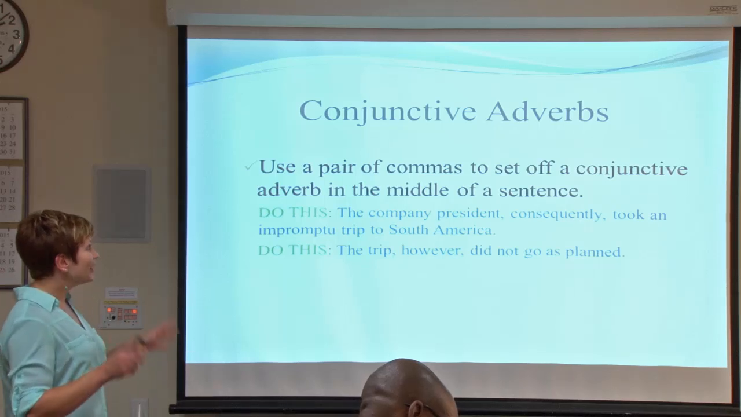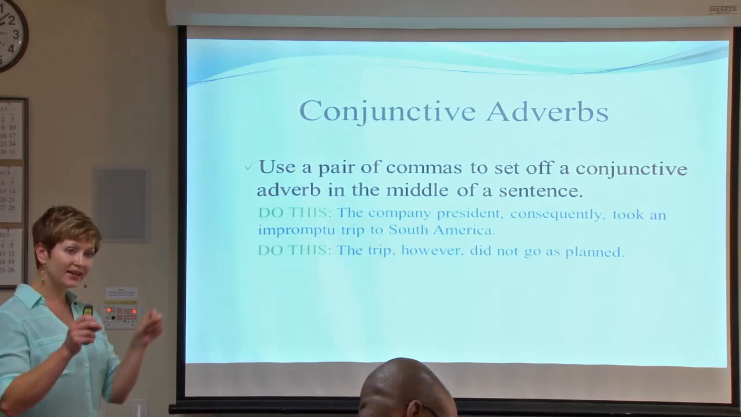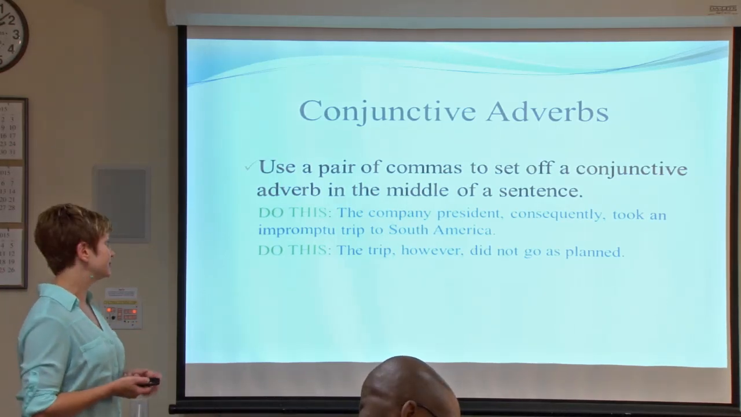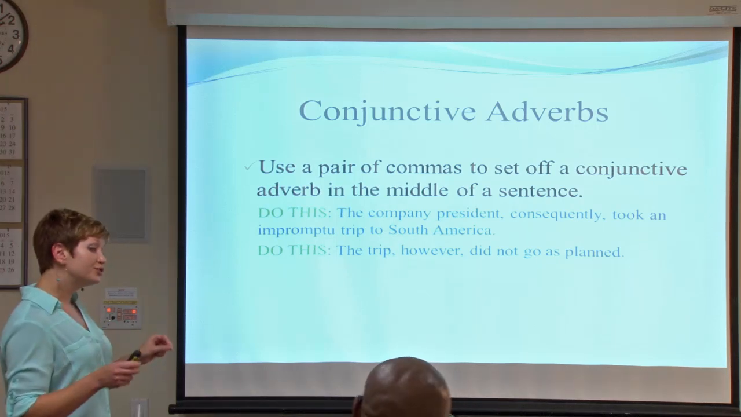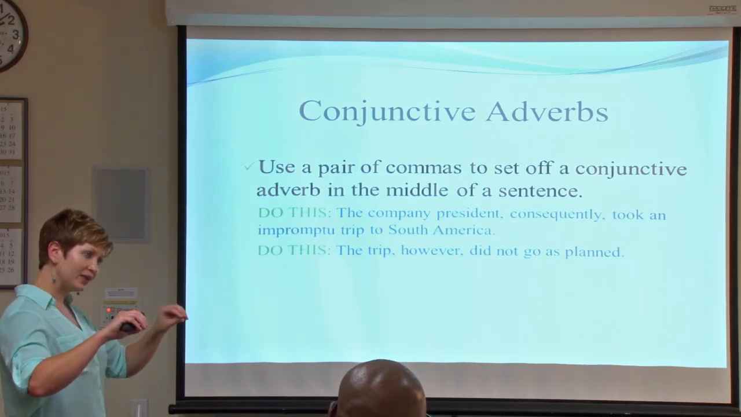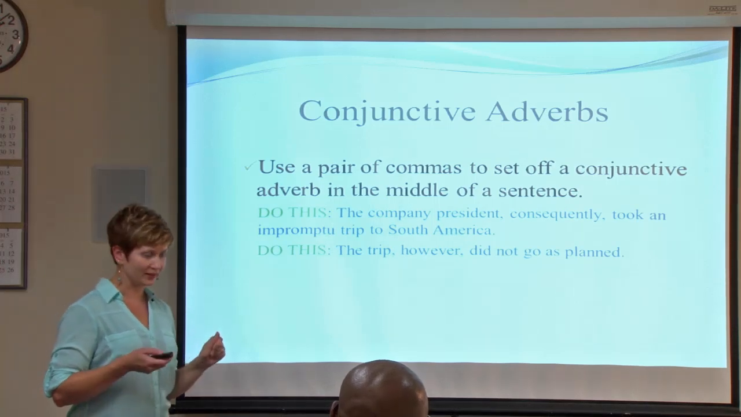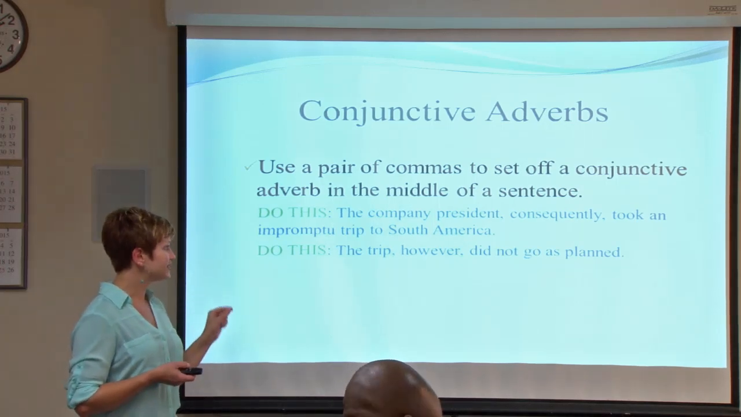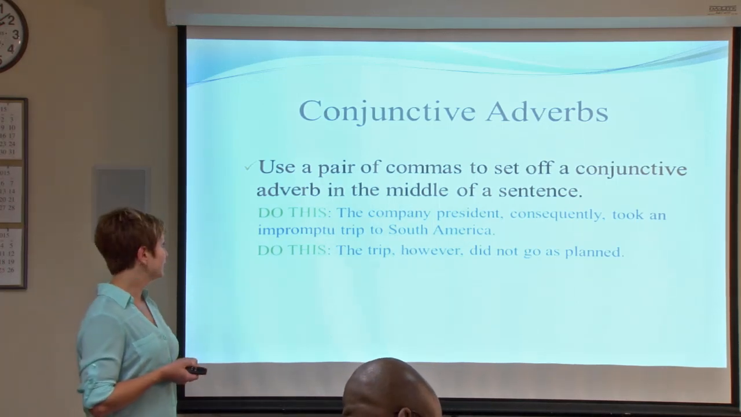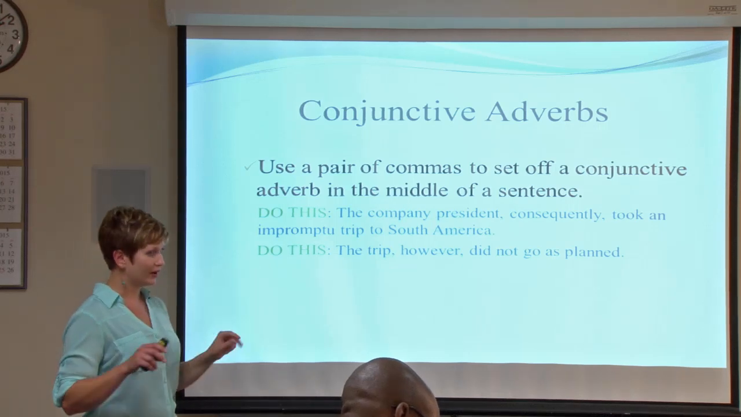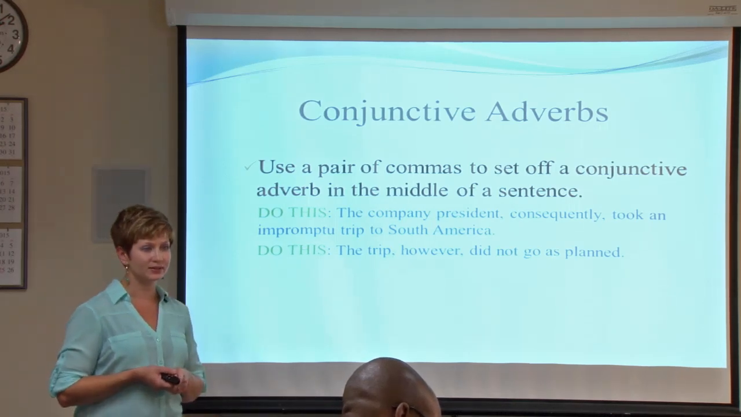One other special way to use conjunctive adverbs is to place it in the middle of the sentence. But when you do so, you have to separate it with a set of commas. So the company president, consequently, took an impromptu trip to South America. Here's another one. The trip, however, did not go as planned.